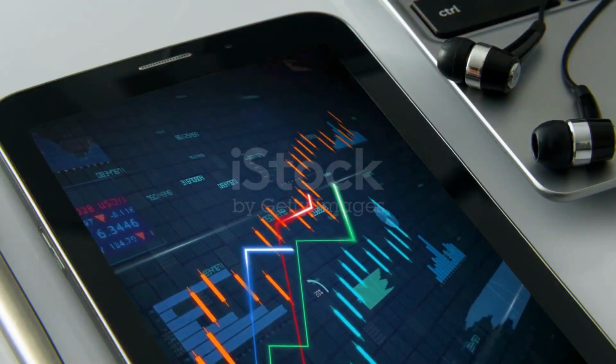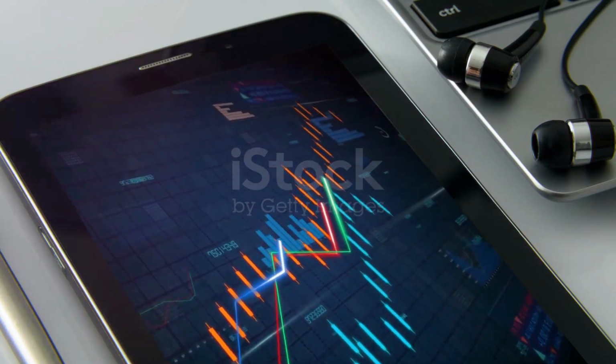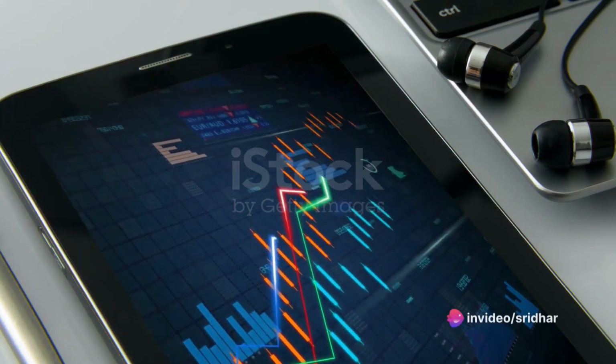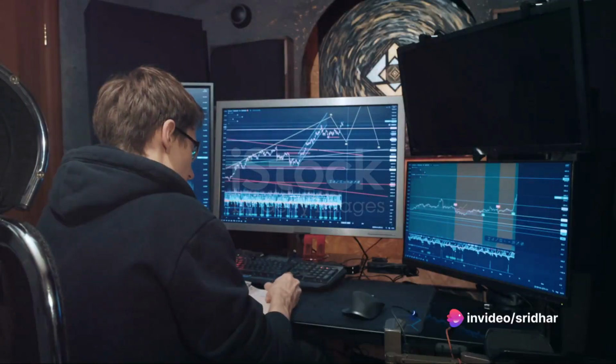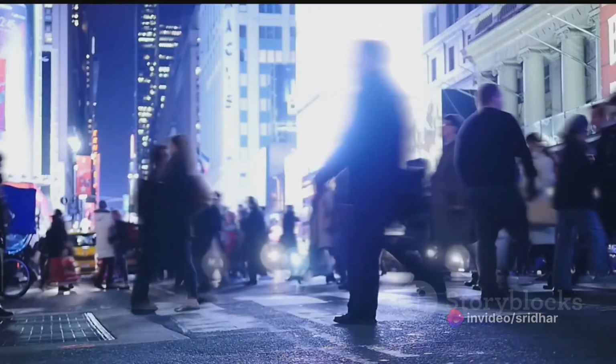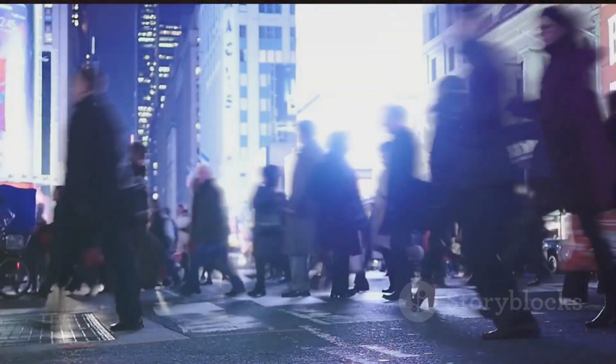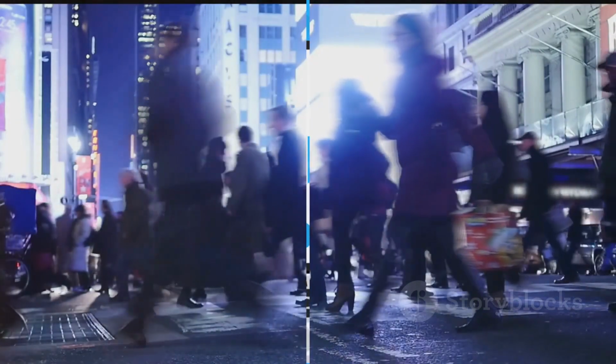So, to sum up, backtesting is a bit like a time machine for your trading strategy. It lets you travel back in time to see how your strategy would have performed under historical market conditions. Backtesting is a crucial part of developing a solid Forex trading strategy. Now, let's move on to the process.